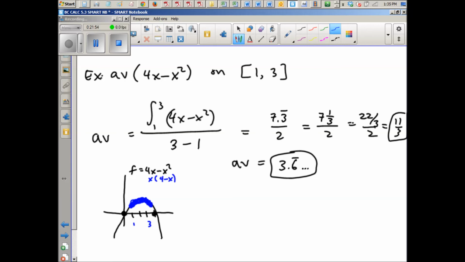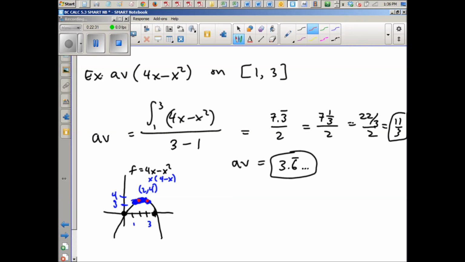I was only supposed to go from 1 to 3. I went a little beyond 3 there. Anyway, this is supposed to look like that. There we go. Everyone with me? Okay, so there are several y values in here. The y values actually range between 3 and 4. This is 3 right here on the y-axis, and this is 4 up here. This is the point 2, 4 at the top. And there are many y values in that region, but the average of all of them is 3.6666666.